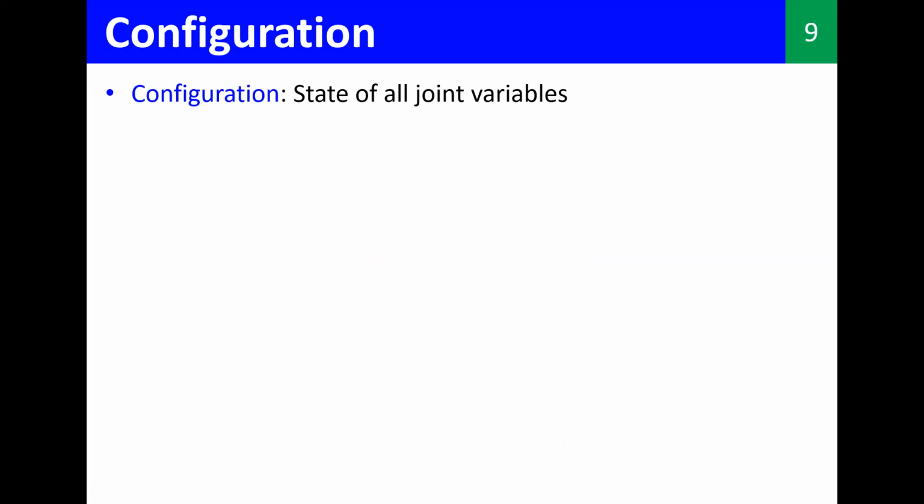Now we know that a robotic manipulator has several joints. It can be 3 joints or 4 joints usually, or it can have multiple joints going beyond 6 or 7 as well. Now I told you each joint is associated with a joint variable. It can be either a theta or a distance. So the state of all joint variables, we call it the configuration.